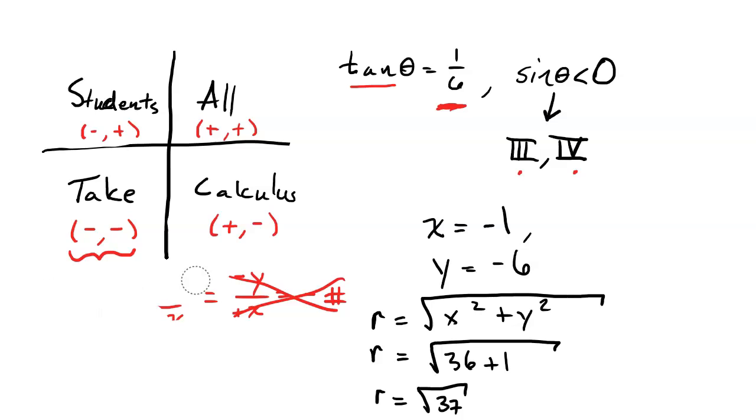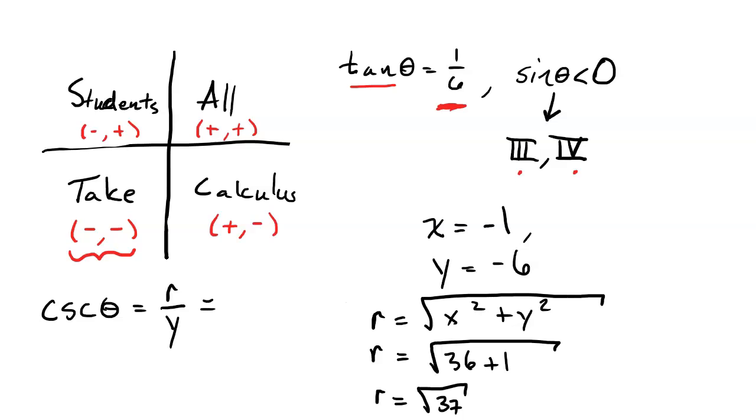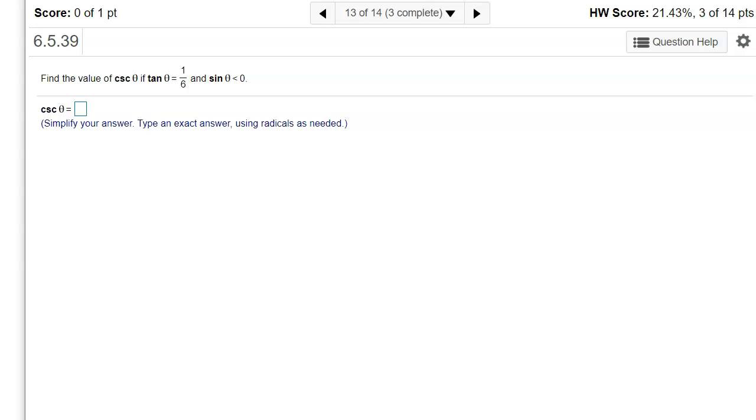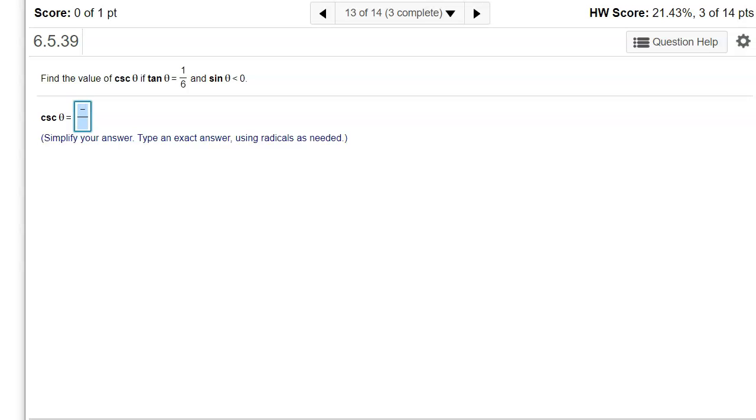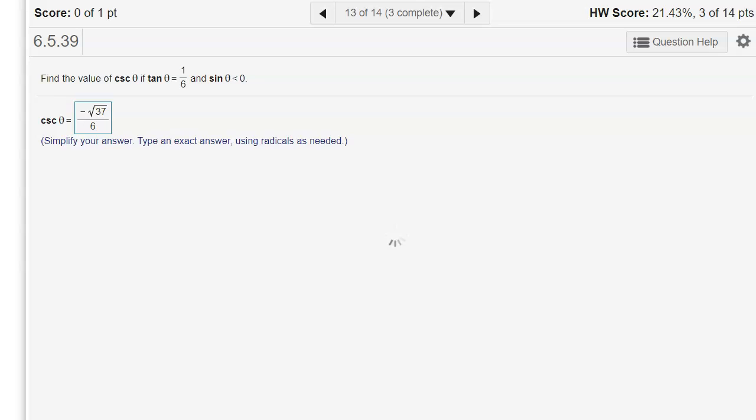Now that we know what our r value is, we can go ahead and evaluate cosecant, because remember, cosecant in our xy coordinate system is going to be hypotenuse over opposite. So that's r over y. So that's going to be r is equal to square root of 37, and y is equal to -6. So our answer that we're going to plug into my math lab, might have to bring it up a bit. And then, okay, you can still see it, cool. So that is going to be a negative square root of 37 over 6. Oh, I did something wrong. I'm sure you guys caught it.